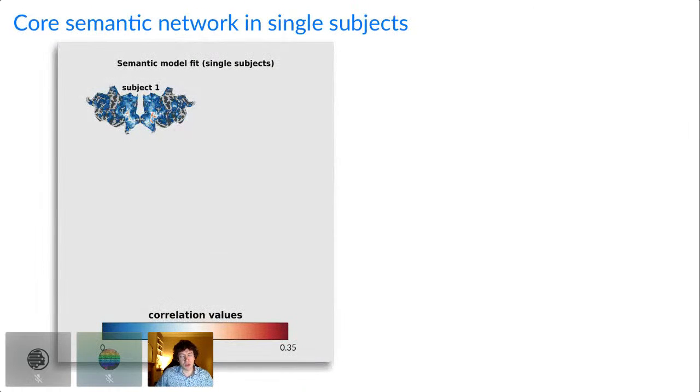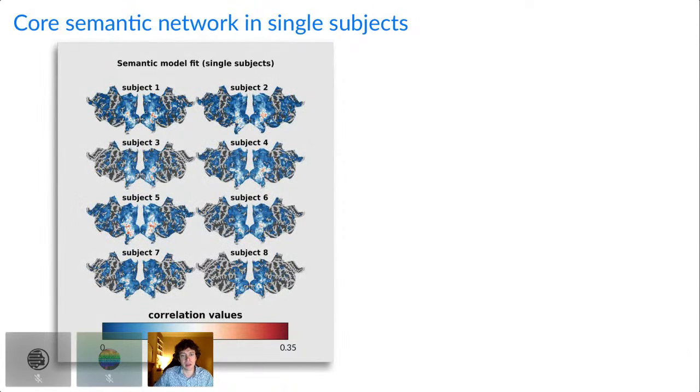Here I'm showing you the first subject on a cortical flat map. Here is the back of the brain. It's cut along the calcarine sulcus, so you would have V1 here, V2, V3. I'll zoom in in a minute. Don't worry too much about the anatomy at this moment. Here are all the other 7 subjects.